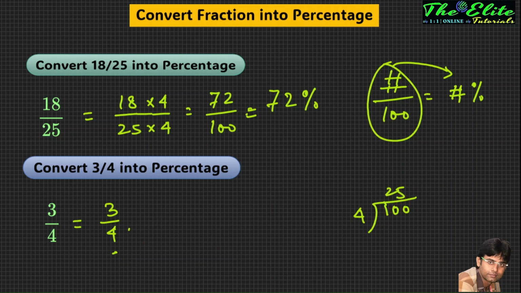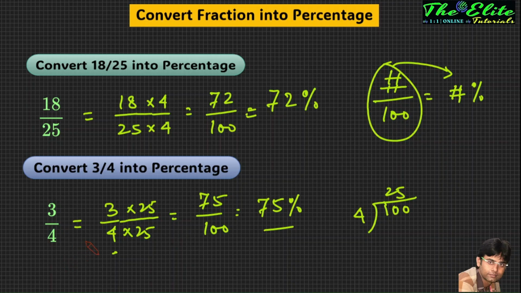It means you will multiply this by 25 to get 100, and to make this fraction 3 by 4 an equivalent fraction with the denominator 100, you have to multiply the numerator by 25 as well. So this is your 75 and this is your 100. So tell me, what should I write here as a percentage? Yes, 75 and then percentage. Okay, so this is your answer. I hope you understood how to convert fraction into percentage.